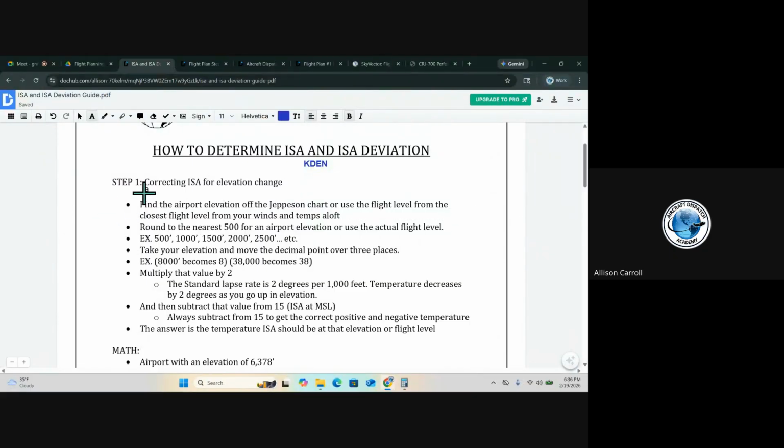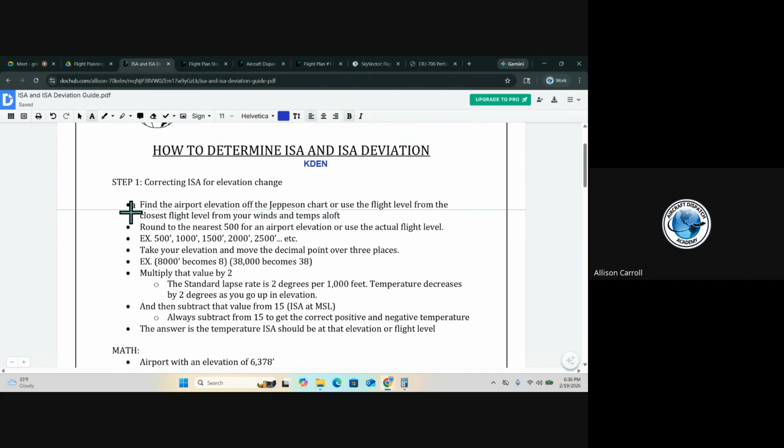Okay. So because of that, we have to correct ISA for the elevation change, because Denver is definitely not at sea level. Right? Denver is the Mile High City, so it definitely is not at sea level elevation. So we have to correct for that elevation change. So with our airport elevation, Denver airport elevation, we are going to find that elevation.